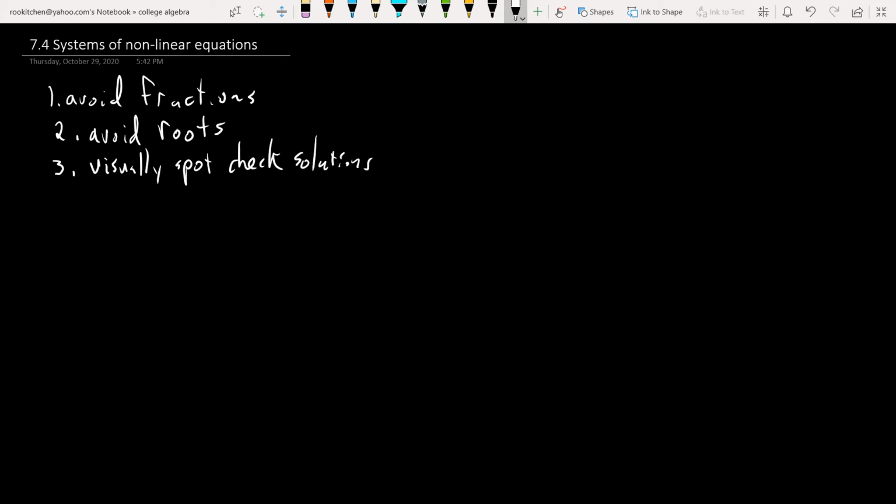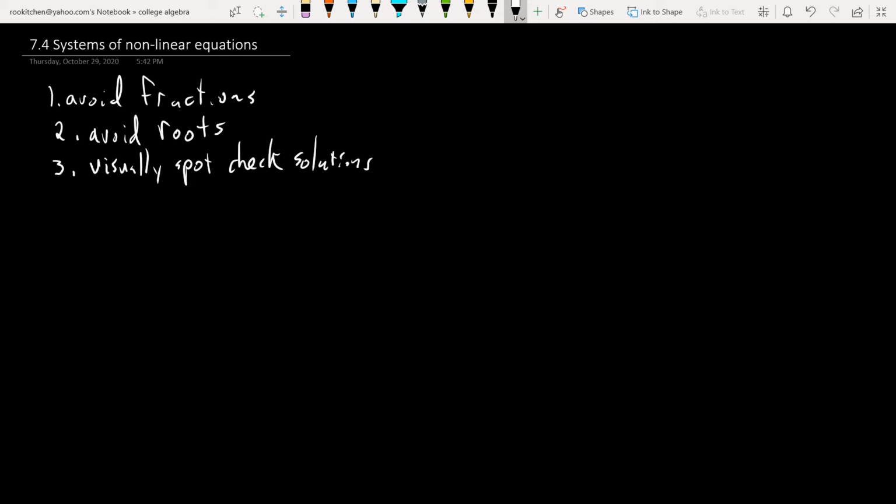The problem is, as you go along in math, you get more and more equations, and it becomes a more and more complicated process, especially if they're nonlinear. And sometimes you'll forget, oh, I had x equals 0 somewhere, and I forget about that. And if I don't visually spot check and exclude that, it's a nightmare. You get in a lot of trouble.